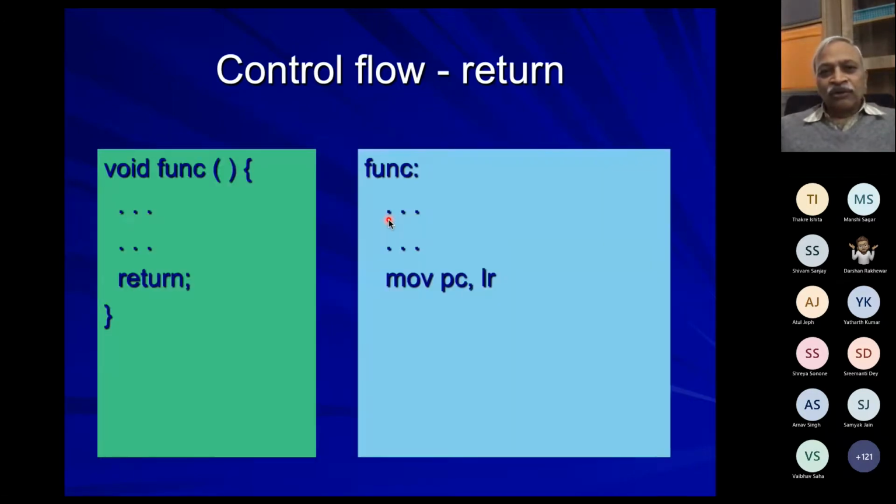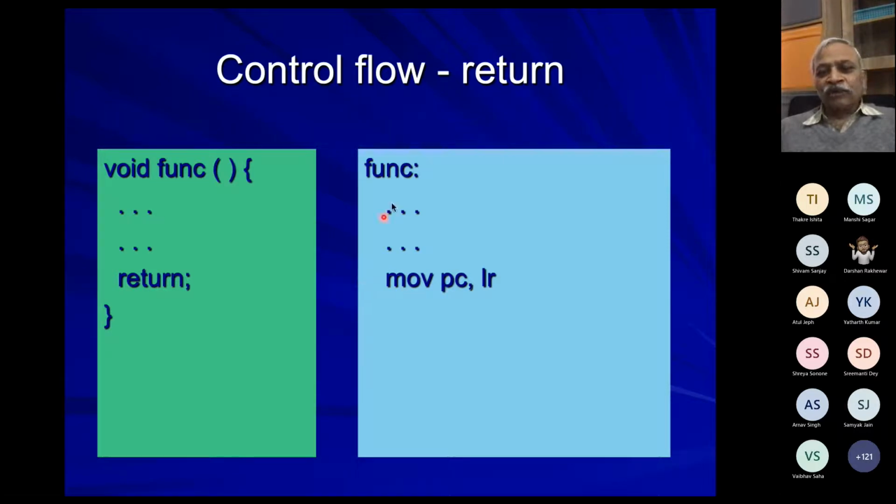So how do you return? The counterpart of return statement, which you see in typical C-like languages, is a move instruction. What we are saying here is move PC, LR. LR is a register which is called link register, and this is the one which remembers where you have to return. Moving that address into PC, which is the program counter, actually takes care of returning.